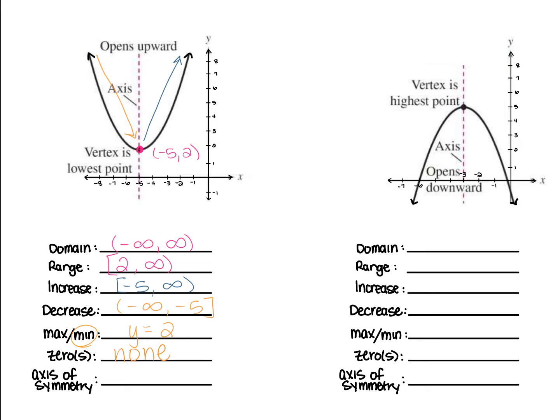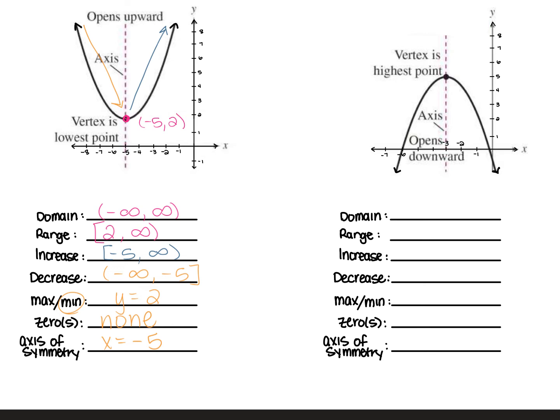For your axis of symmetry, the dotted line that we see here that cuts that parabola in half has an x value of what? Negative 5. It's the x value from your vertex. That's it. For your last example on this page, you have a parabola that opens down. Your vertex is at what point? Negative 3, 5.